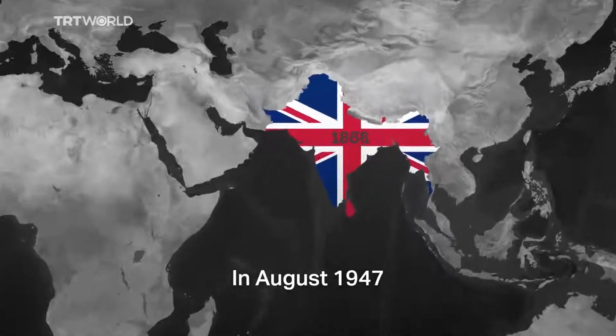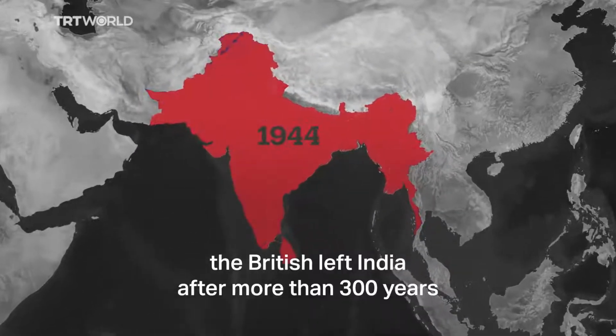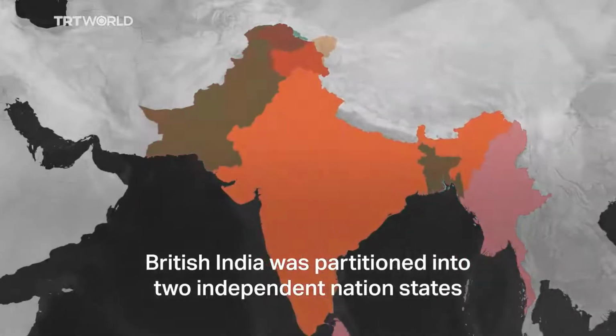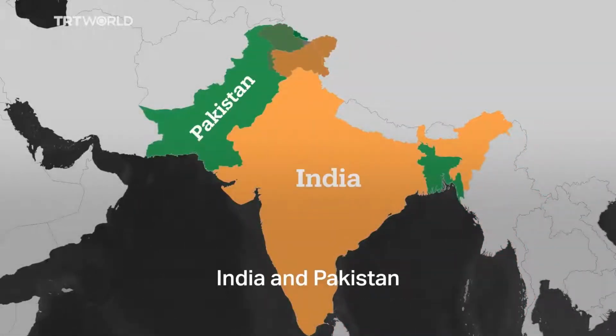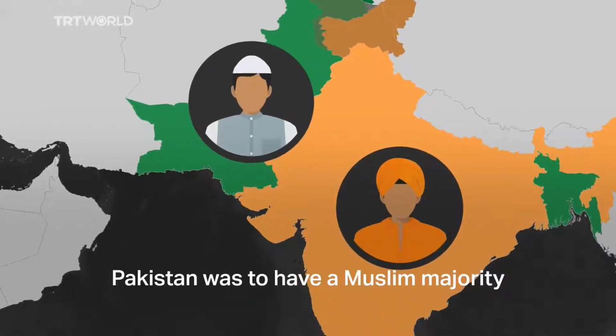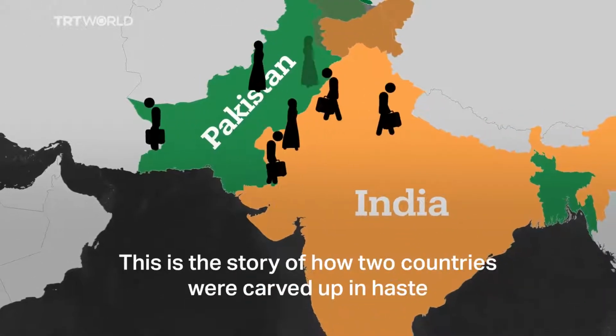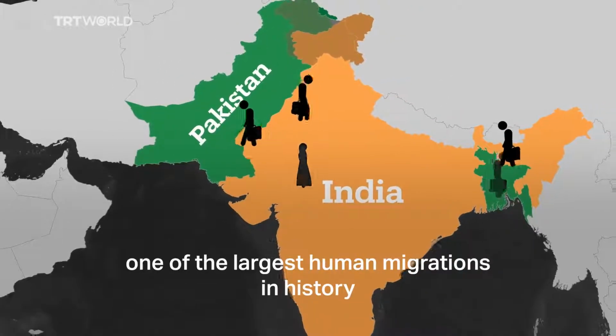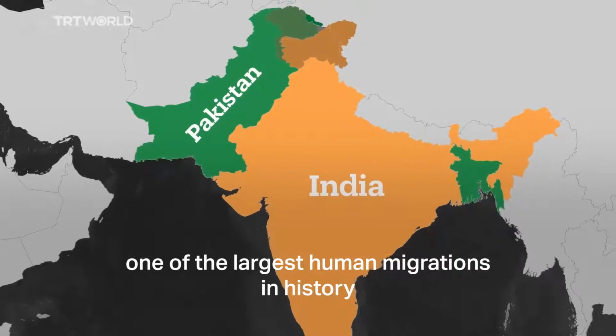In August 1947, the British left India after more than 300 years. British India was partitioned into two independent nation-states, India and Pakistan. India was to remain secular with a Hindu majority. Pakistan was to have a Muslim majority. This is the story of how two countries were carved up in haste by British colonists and how this led to one of the largest human migrations in history.